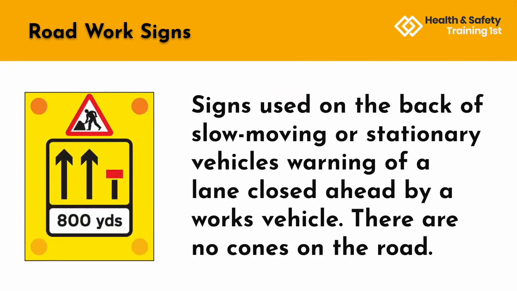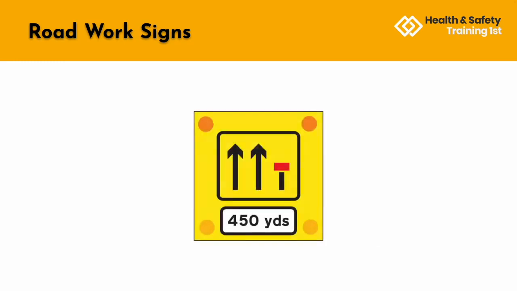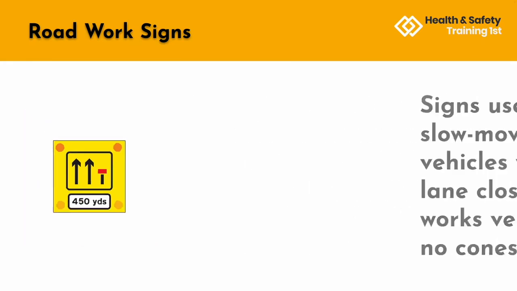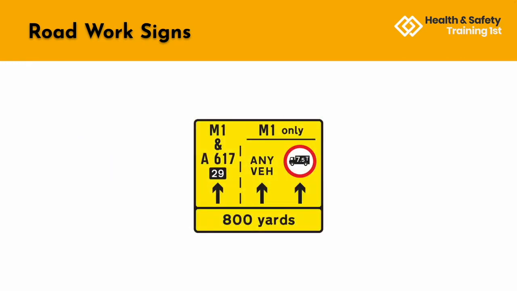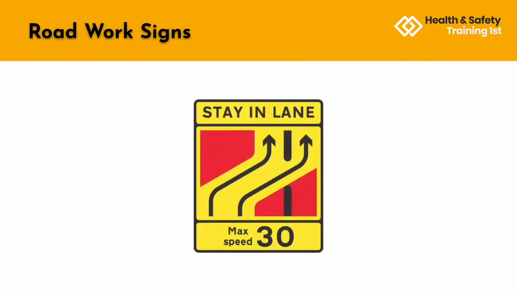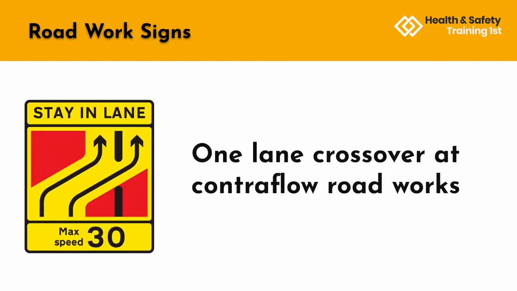Sign used on the back of slow moving or stationary vehicles warning a lane closed ahead by a works vehicle. There are no cones on the road. Signs used on the back of a slow moving or stationary vehicle warning of a lane closed ahead by a works vehicle. There are no cones on the road. Lane restrictions at roadworks ahead. One lane crossover at contraflow roadworks.